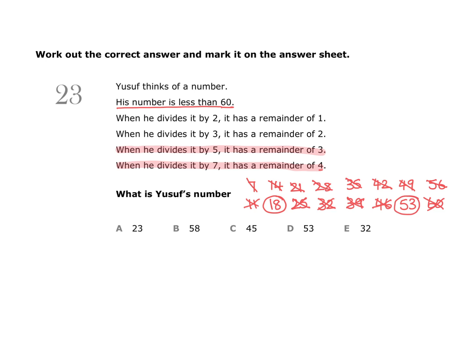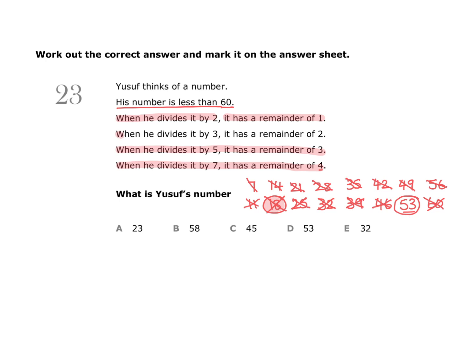Consider another clue. When Yusuf divides his number by 2, it has a remainder of 1. 18 is an even number, so when we divide it by 2, we would have 0 as a remainder. That means 18 can be eliminated. But when I divide 53 by 2, I have a remainder of 1, because the closest multiple of 2 to this number would be 52.